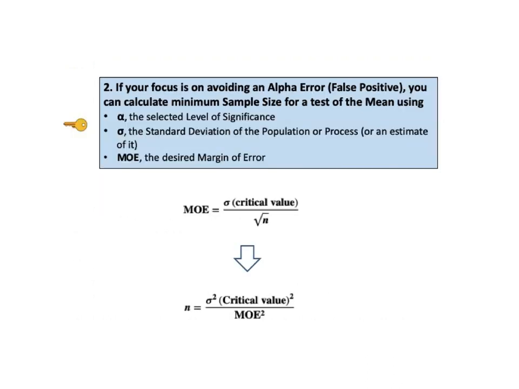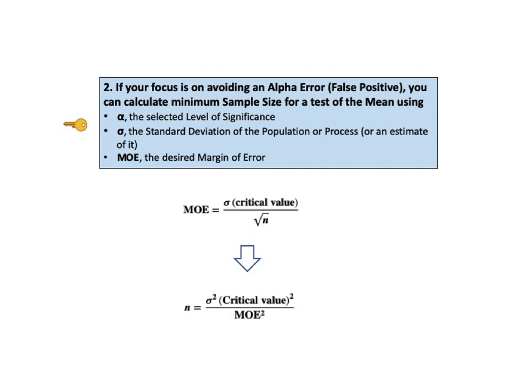In inferential statistics, such as t-tests, regression, and ANOVA, there is a risk of alpha error, which is another name for a false positive. And there is also a risk of a beta error, which is a false negative. Most commonly, the tester tries to minimize the alpha error. If that's our focus, KTU number 2 tells us that we can calculate the minimum sample size for a test of the mean using alpha, the selected level of significance, sigma, the standard deviation of the population or process, or an estimate of sigma, and MOE, the desired margin of error.